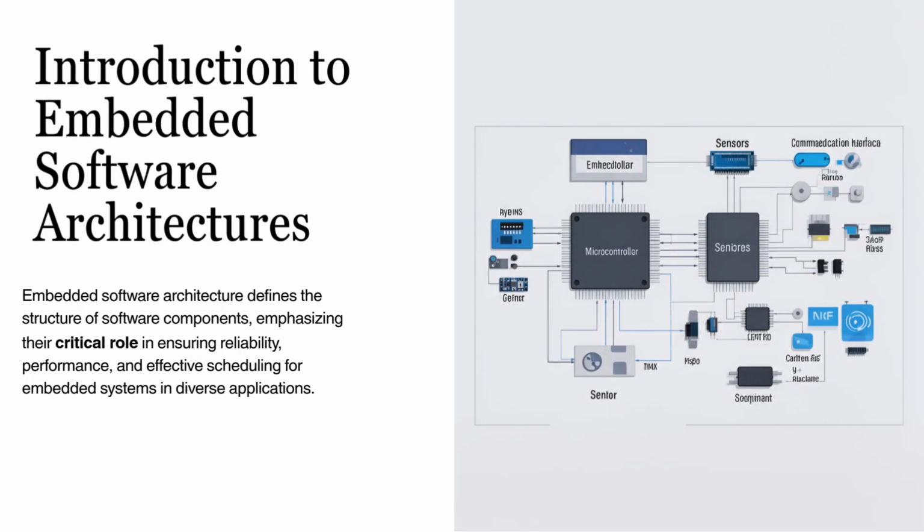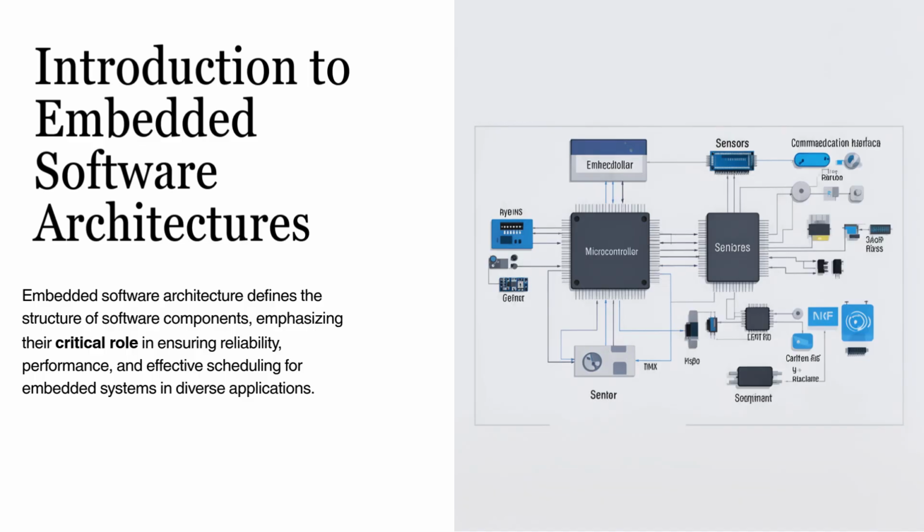Today, we're diving into the fundamental backbone of embedded systems. Embedded software architecture is crucial. It defines the framework for software components and plays a pivotal role in three main areas: reliability, performance, and effective scheduling. First, reliability ensures that the system functions correctly under all conditions.